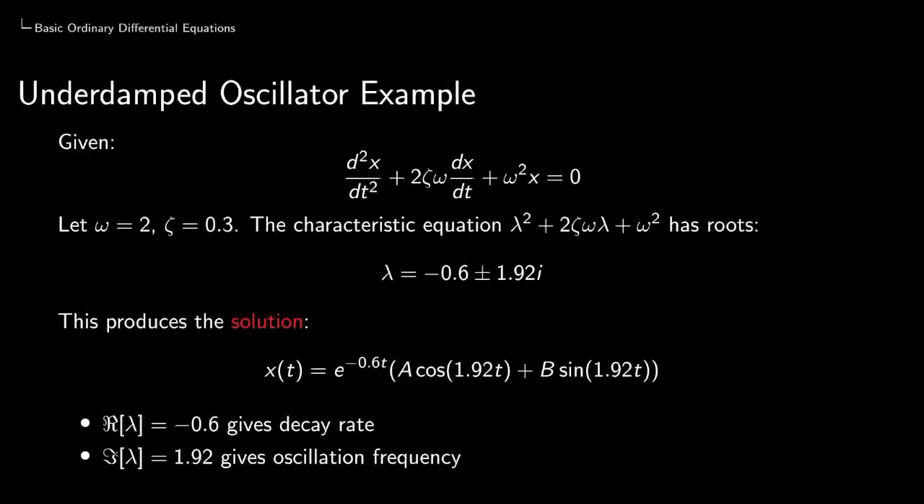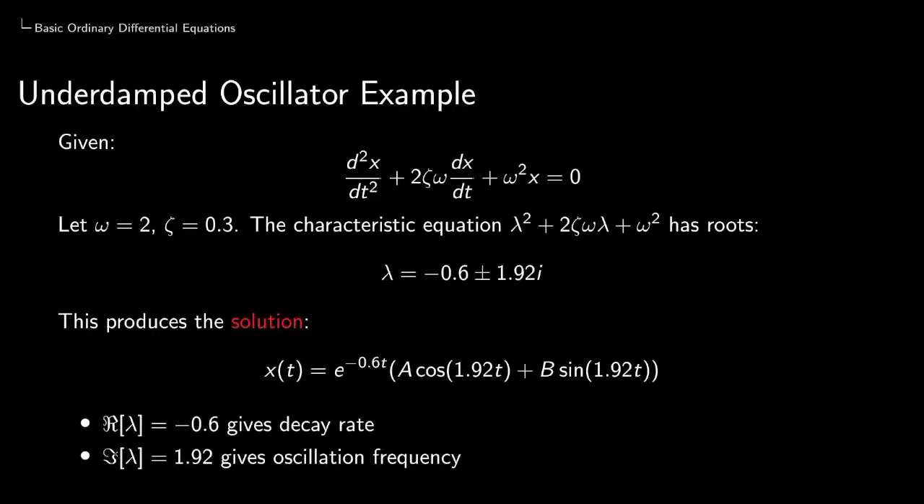So here is a solid, concrete example of this. This is an underdamped oscillator. It has a prescribed omega of 2, and a zeta term, which indicates our decay here, of 0.3. The characteristic equation is lambda squared plus 2 zeta omega lambda plus omega squared, which will have roots for these values of negative 0.6 plus or minus 1.92i.